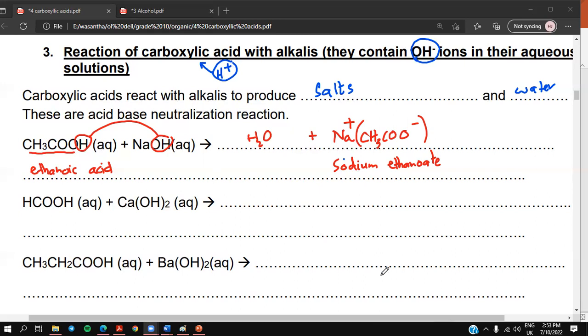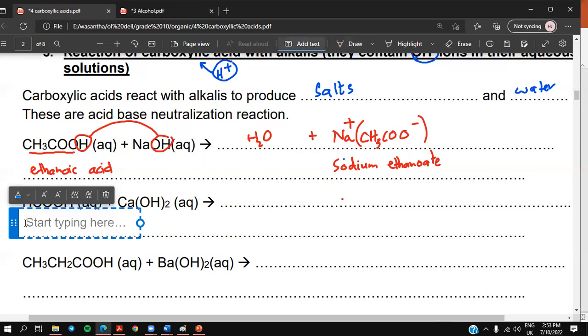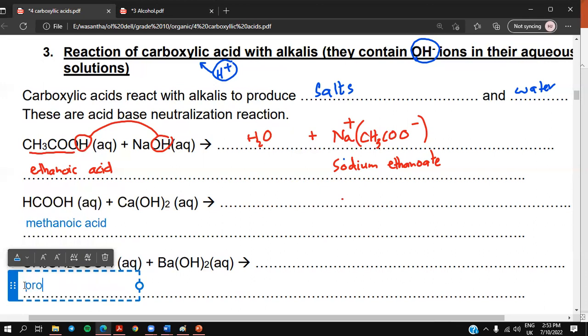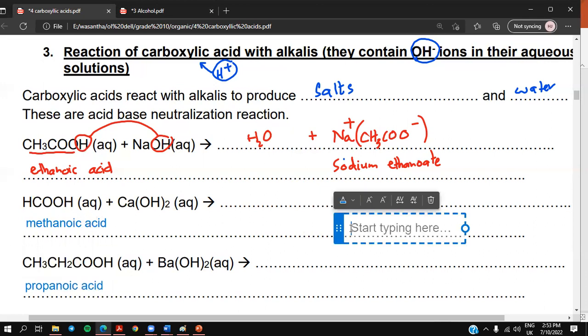Let's see whether you have done the work. Here I will write first the compounds reacting here. This is methanoic acid. And the last compound is propanoic acid. When calcium reacts with methanoic acid, you can figure out the name of the salt produced.